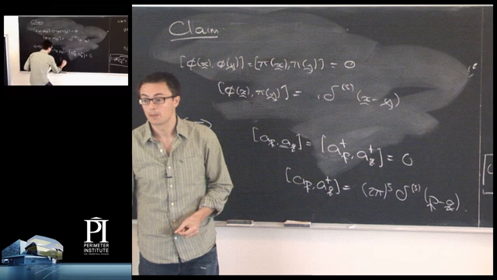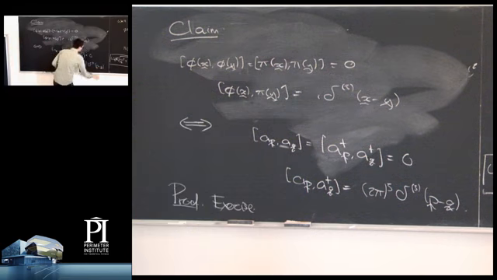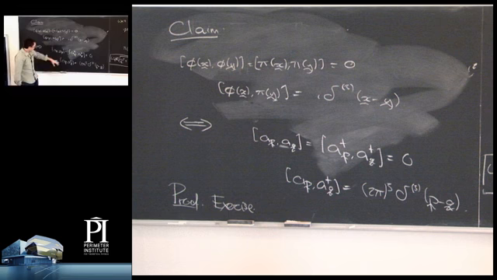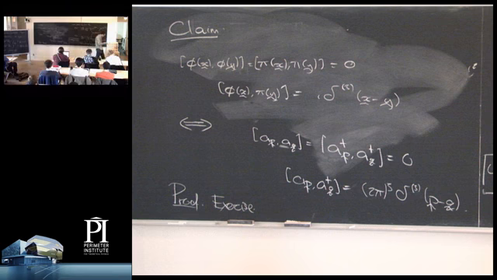But the A's and the A daggers don't quite commute with each other. And it's exactly as you would expect. The only small subtlety is that there's a 2 pi cubed that comes here, and that comes from my definition of the Fourier transform. Okay. And I'm going to leave the proof of this as an exercise. It shouldn't take too long.